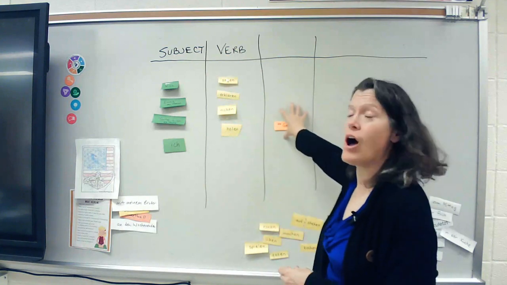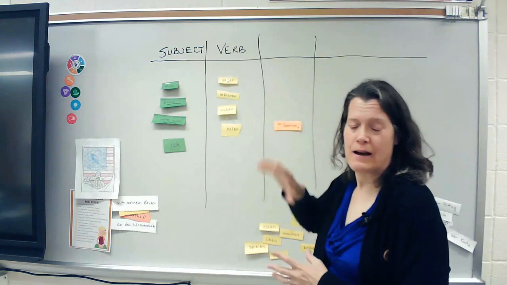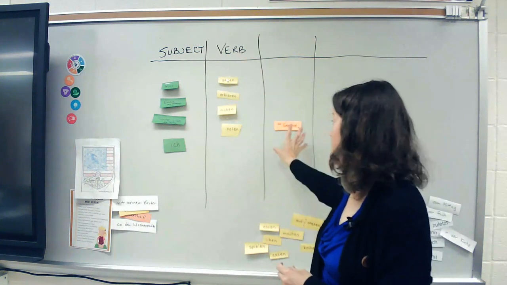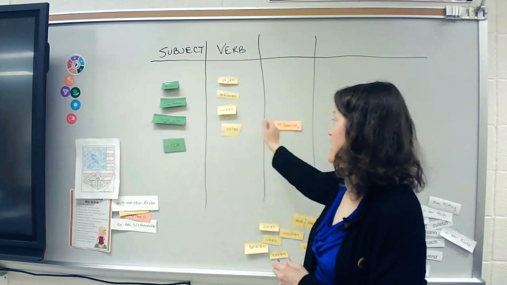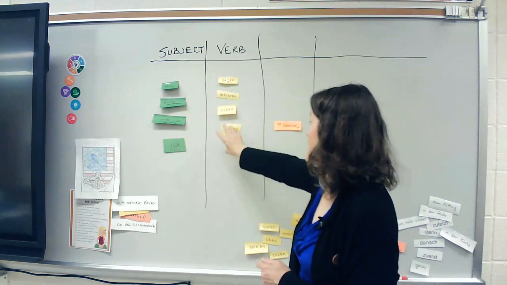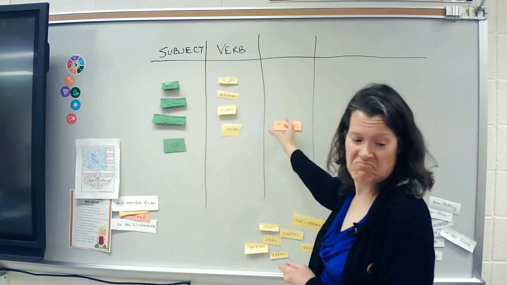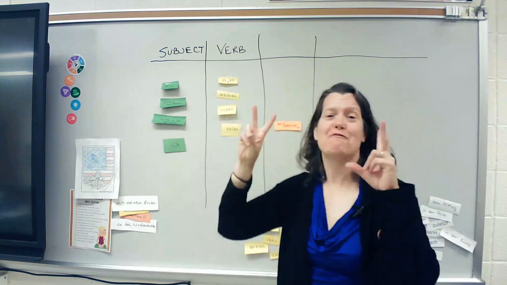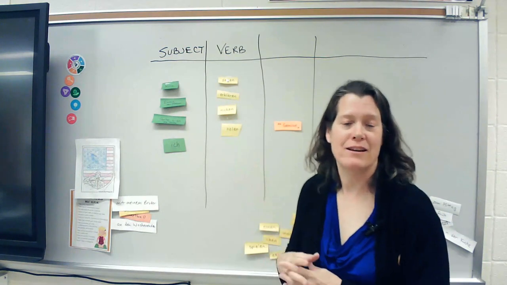So this is the object. Not all sentences have objects, but in this case, if you've got something that it gets, you look at the verb and you say, what is being gotten here? What is being verbed? That is an object.